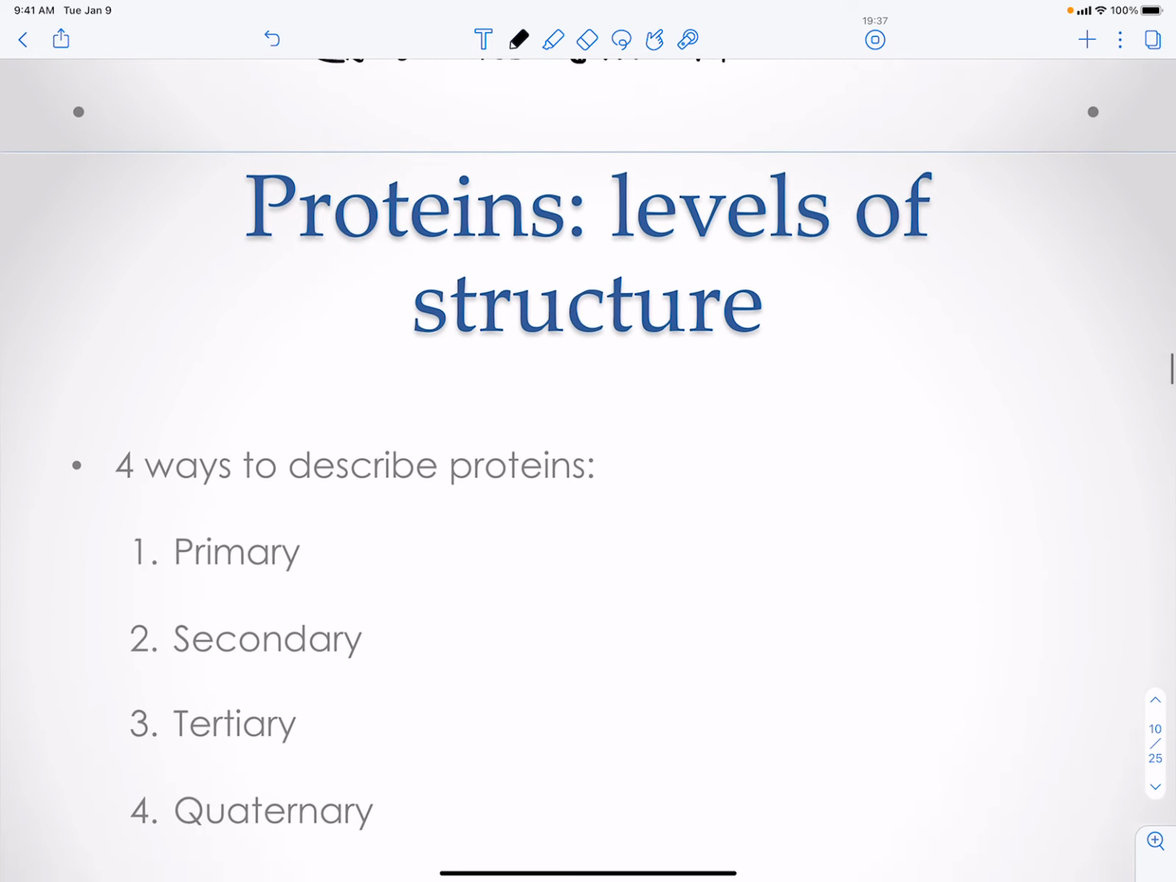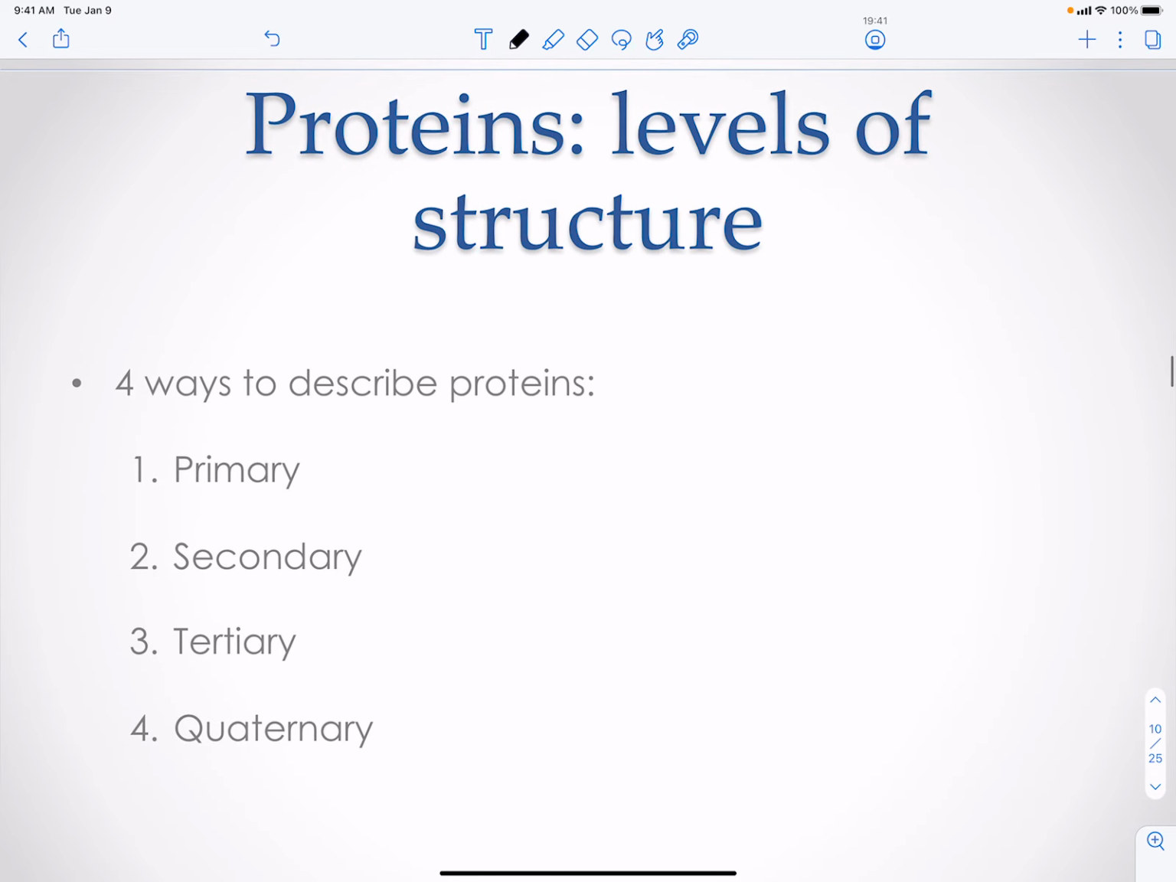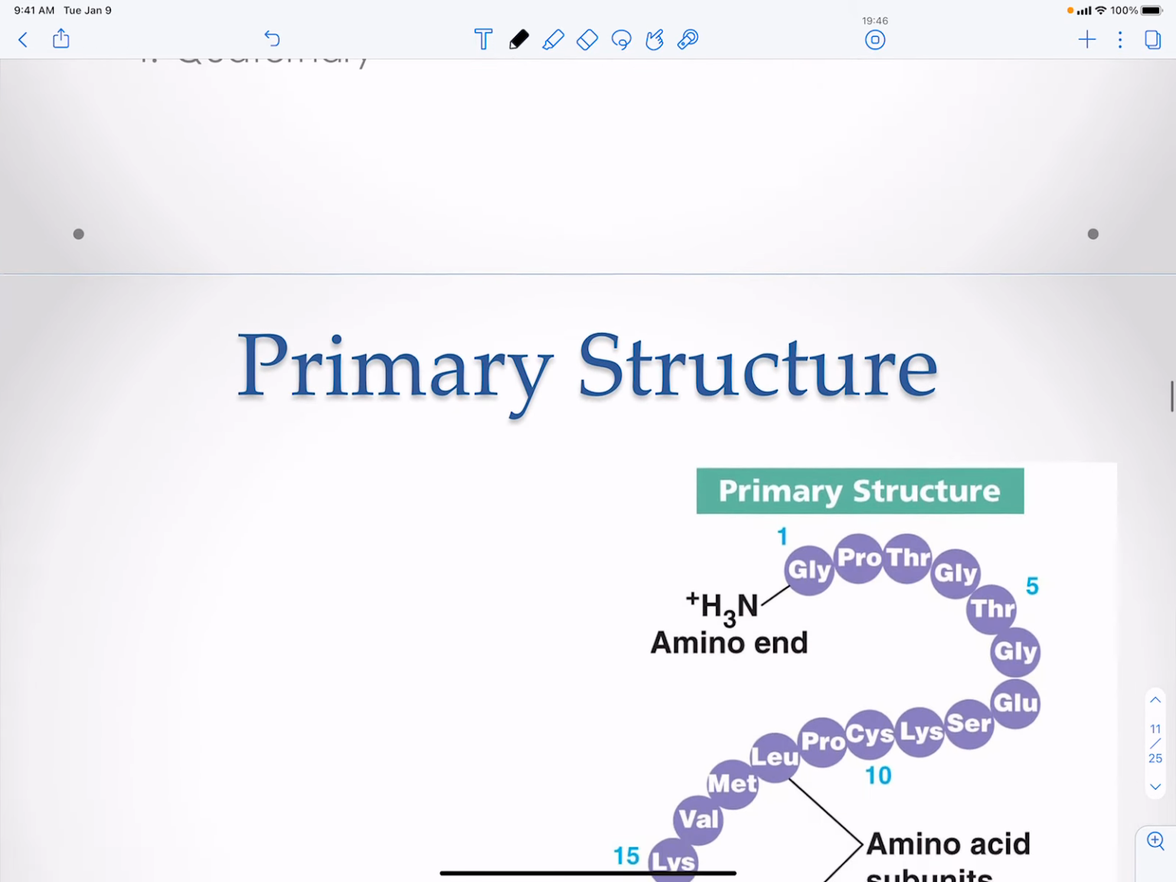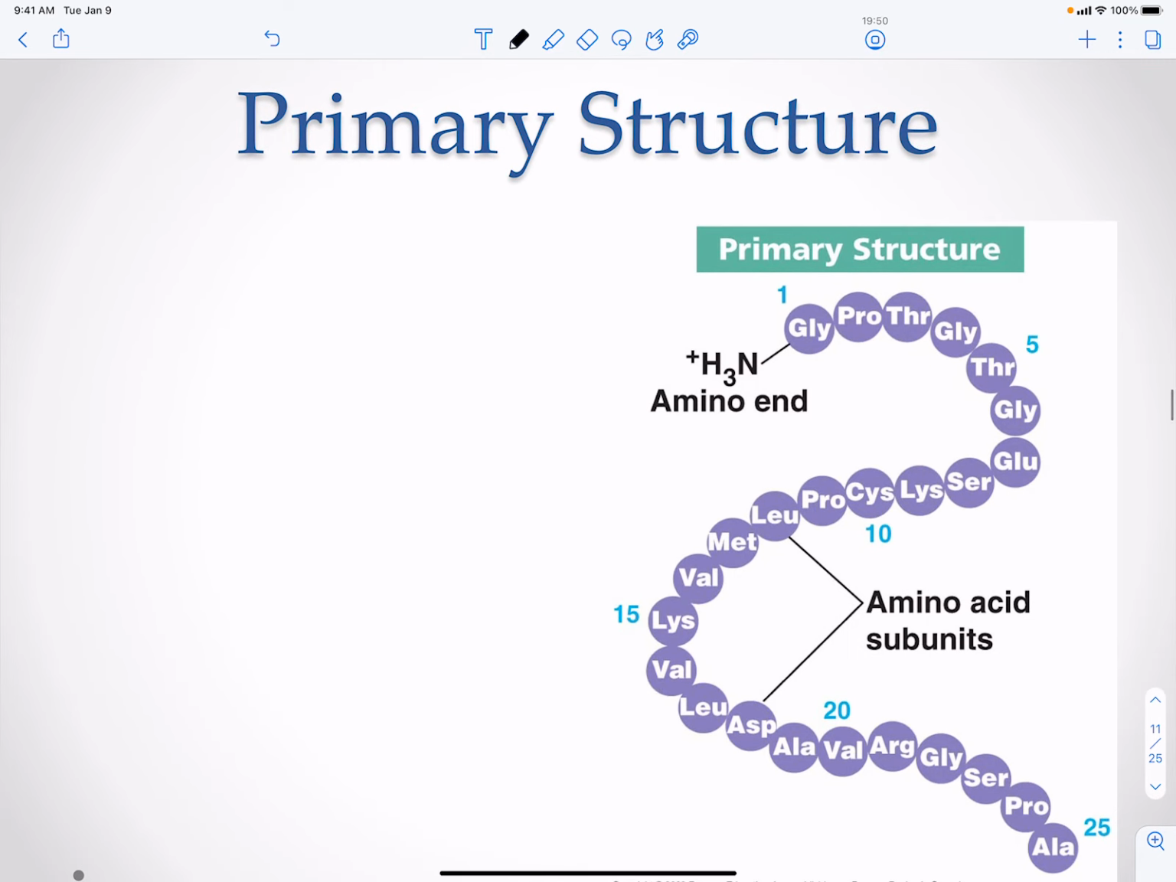Okay, so proteins have those levels of structure. Again, we talked about primary, secondary, tertiary, and quaternary. So a primary structure of a protein is going to be defined by its amino acids, which form the actual protein. And this, of course, goes back to the base pair sequence in the DNA. So we have DNA sequence, to messenger RNA, to our primary structure.